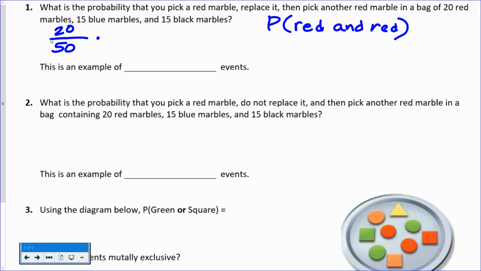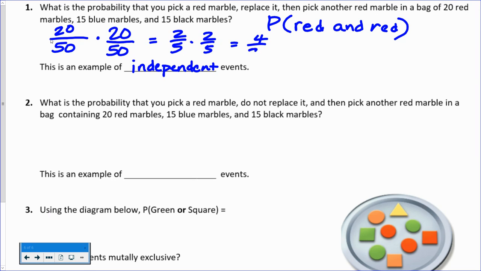Since it's and, I'm going to multiply the probabilities. I have the same exact probability again, since I'm selecting a red marble. So that means my second probability did not change based on my first. These are independent events. You can go ahead and multiply straight across and get 400 over 2,500. I think I might just simplify to 2/5 times 2/5 to get my 4/25.